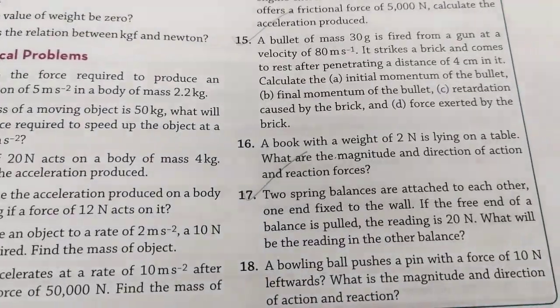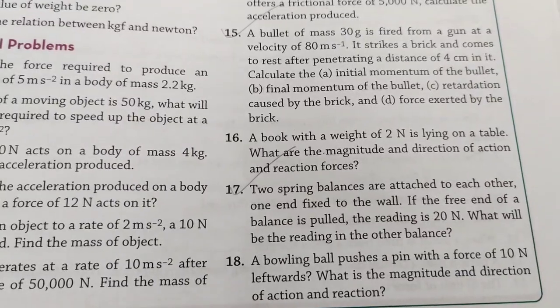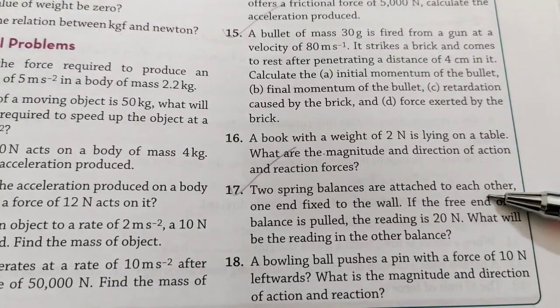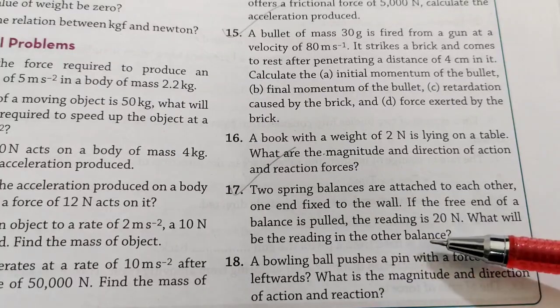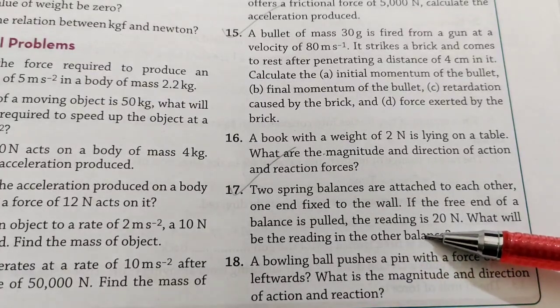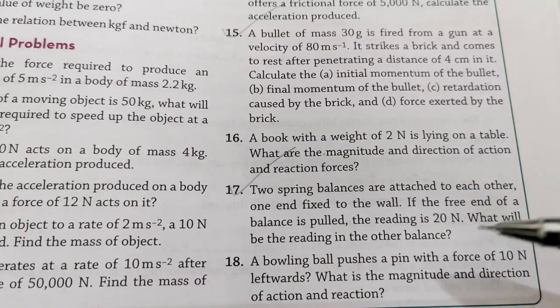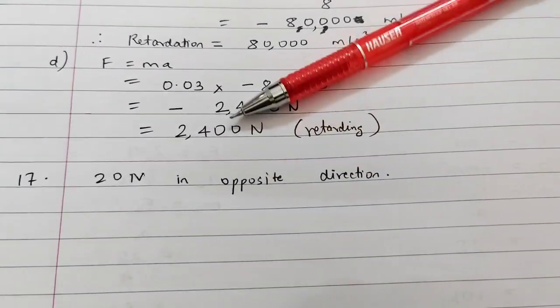17th sum. 2 spring balances are attached to each other. If one of them is reading 20 Newton when pulled, what will the reading be on the other balance? Well, third law, to every action there is equal and opposite reaction. So the other spring balance will also show 20 Newton but in the opposite direction.